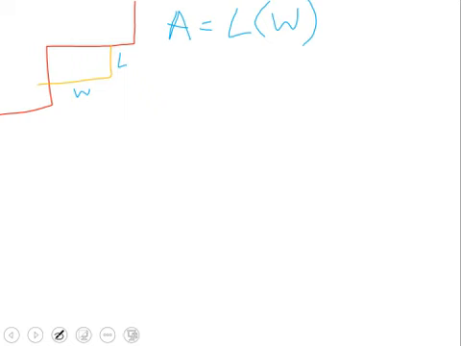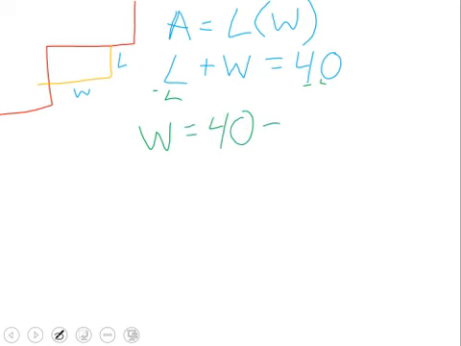Now with this, we also need a second equation. That second equation is going to be length plus width. And what's the maximum length that that fencing can be? That fencing has a maximum length of 40. So length plus width has to equal 40. Can't be more than that. Now what I'm going to do is solve for W. So I'm going to subtract L on both sides, getting me W is equal to 40 minus L.